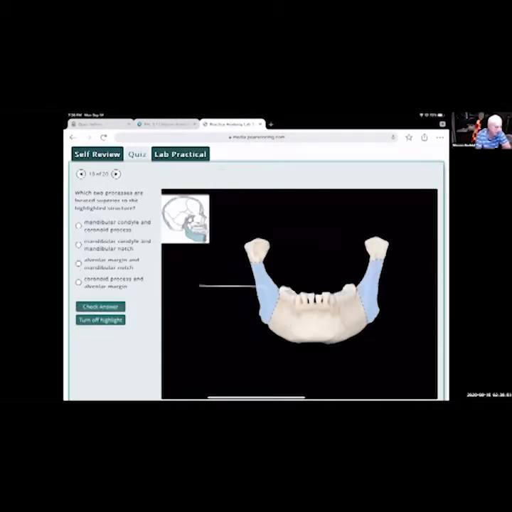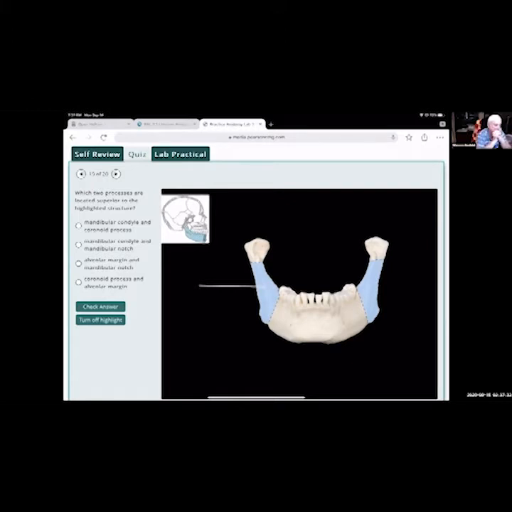Which two processes are located superior to the highlighted structure? Okay, so which two processes are located superior to the highlighted structure? Superior, above. Okay? So look at the region above it. The options would be the mandibular condyle and the coronoid, the mandibular condyle and the mandibular notch, the alveolar margin and the mandibular notch, the coronoid process and the alveolar margin. Now, the first one, mandibular condyle and coronoid process.